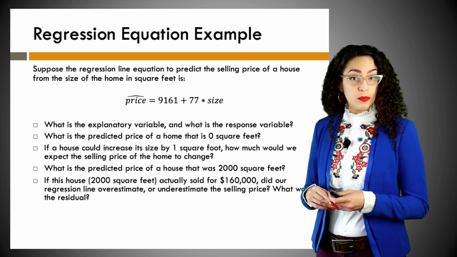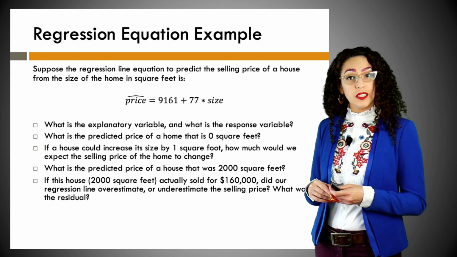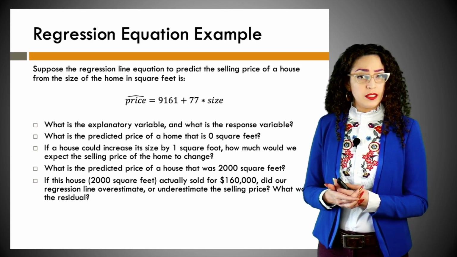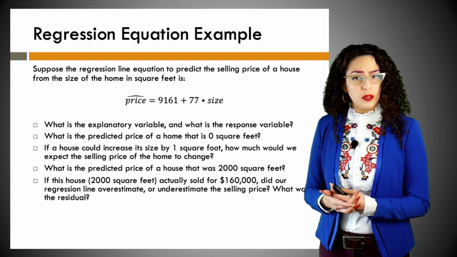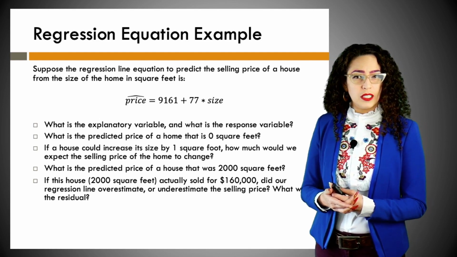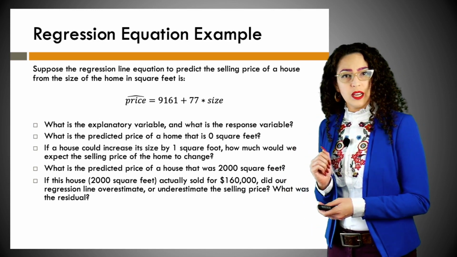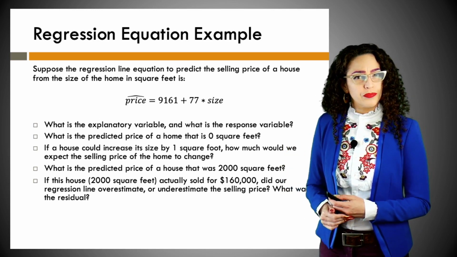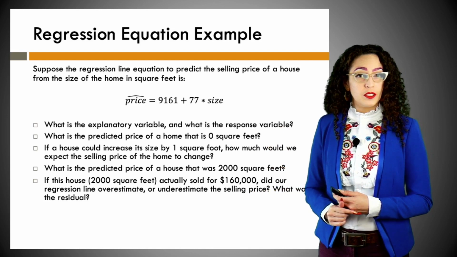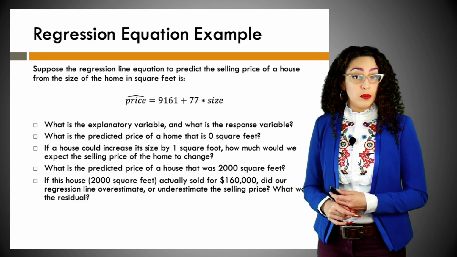What would be the predicted price of a home that was 2,000 square feet? If this house is 2,000 square feet and it actually sold for $160,000, did our regression line over or underestimate the selling price? What would be the residual? Take a moment to try to answer some of these, pause me, and then we'll go through them.